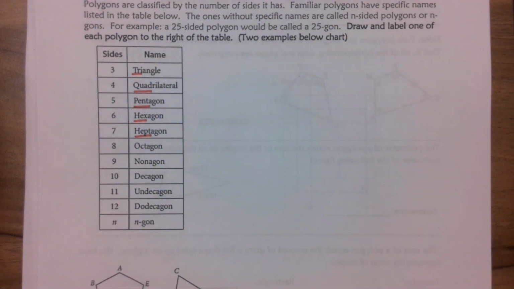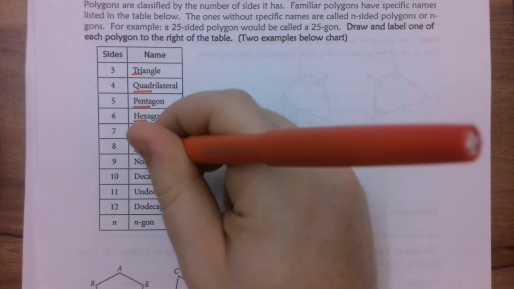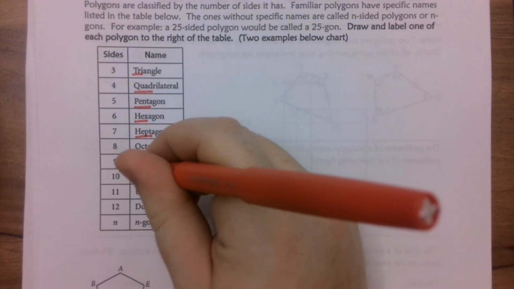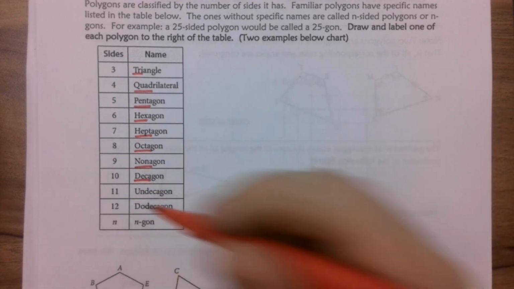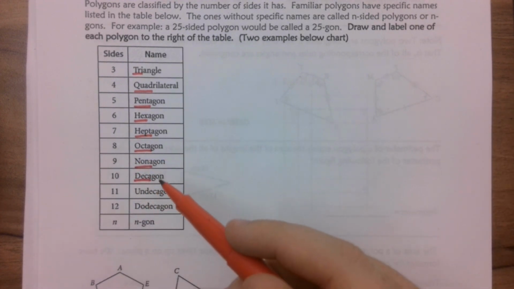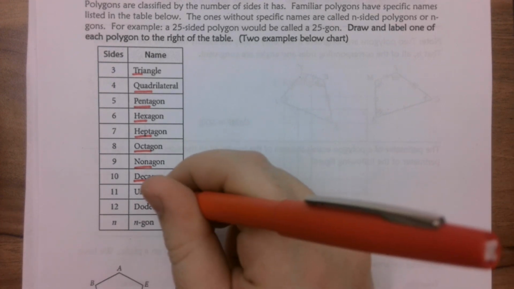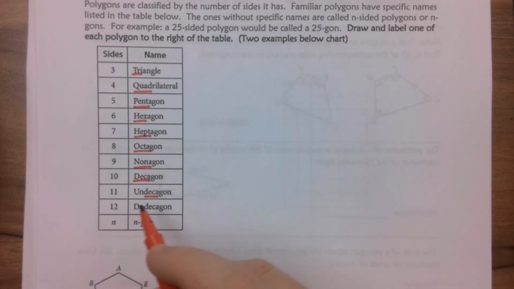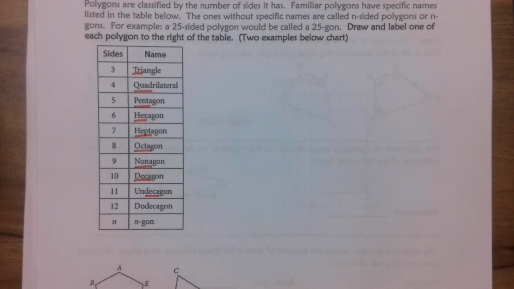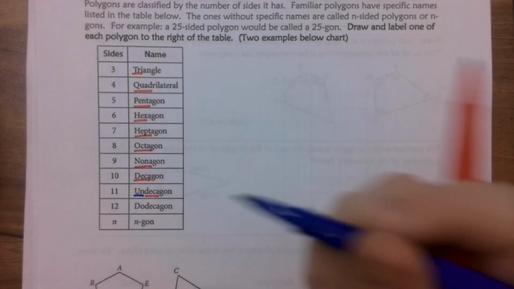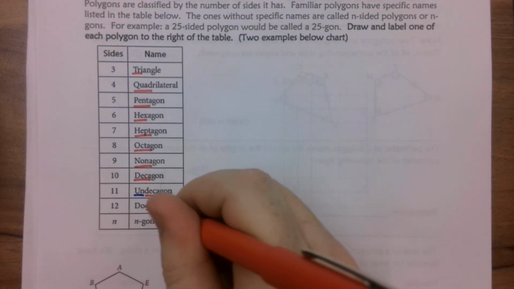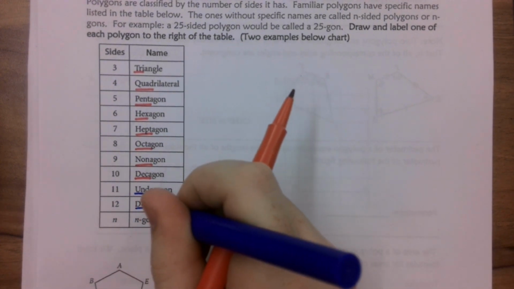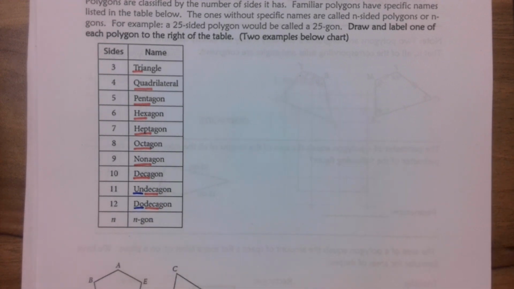Hept is the prefix for 7. So we have a heptagon. Octa is 8. Nona is 9. Deca is 10. And then after we reach 10, we start sort of recycling that idea of a decagon, but then add a certain number of sides to it. So an undecagon is a decagon plus 1. A dodecagon is a decagon plus 2. And this pattern continues up all the way through every size of shape.